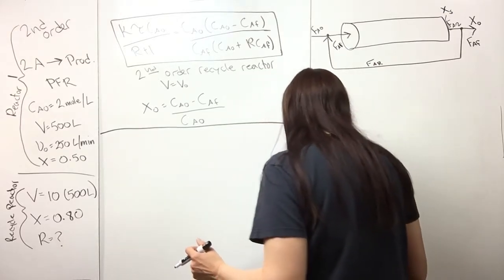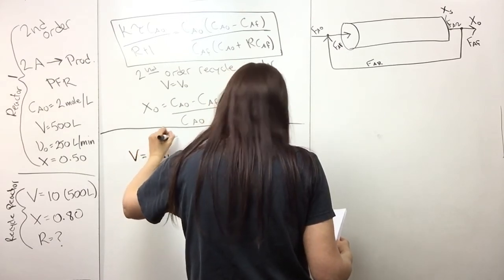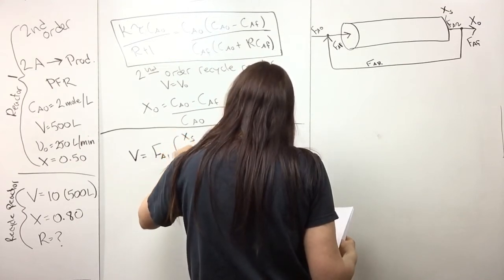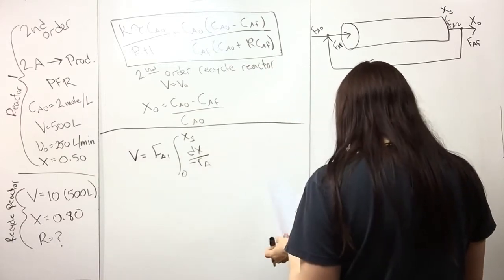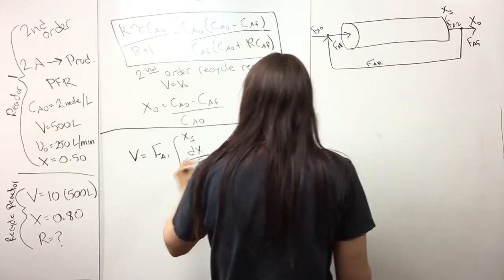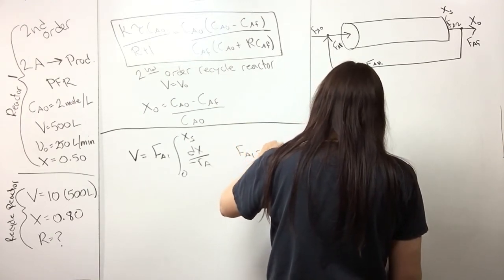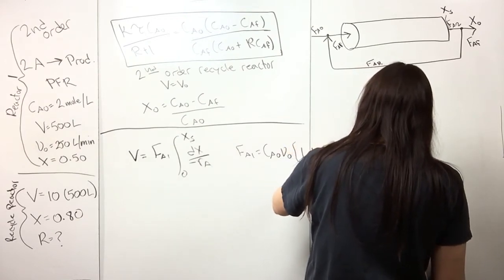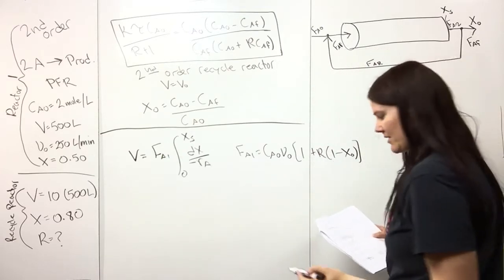Starting with the first equation, you have V is equal to FA1 integral from 0 to XS of dx over minus RA. And so then if you combine everything and plug it into this, we can also plug in an equation for FA1. So FA1 is equal to CA naught V naught (1 plus R)(1 minus X naught). And this is something I derived in the recycle reactor video.